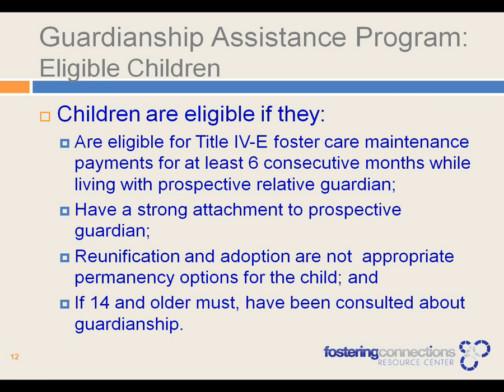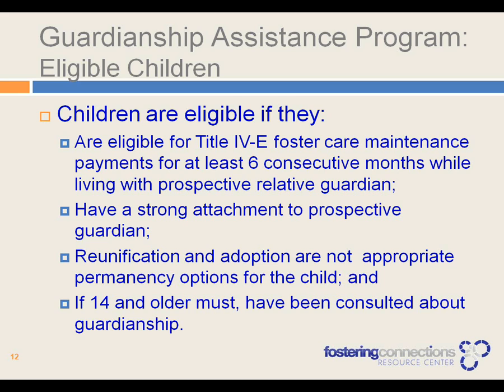And let's turn now to those specific eligibility requirements for the federal program. First, for children. In order to be eligible for GAP, children must be eligible for Title IV-E foster care maintenance payments for at least 6 consecutive months while living with a prospective relative guardian. So they must be in a licensed home.